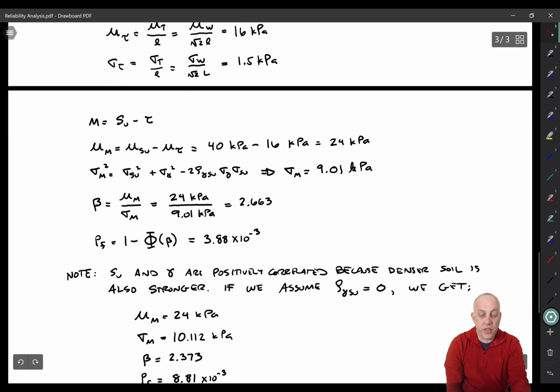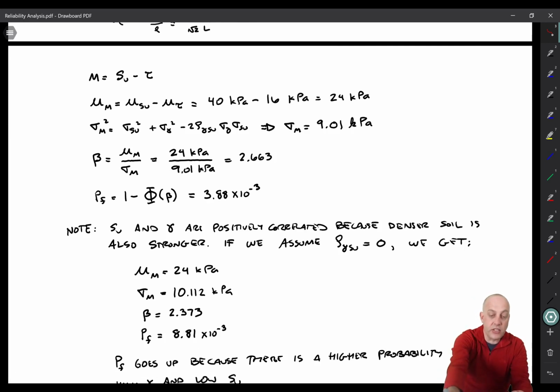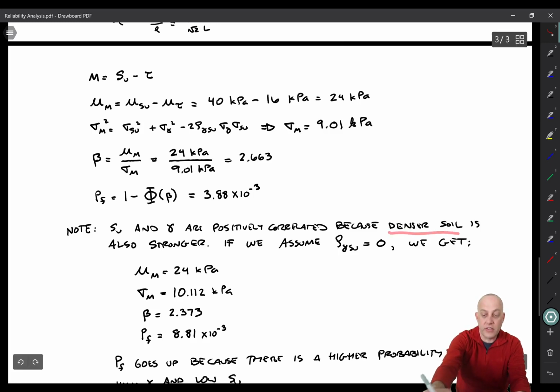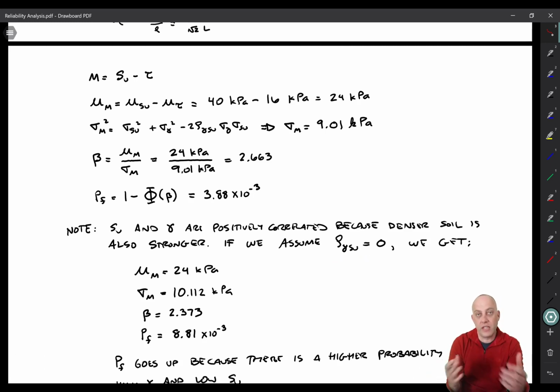Okay, so one thing is that we assume this correlation between unit weight and undrained strength. And they're correlated because, as I mentioned, denser soil is also stronger. So they should be correlated. But what if we ignored that? What if we just assumed that the correlation was 0, that unit weight and undrained strength were completely uncorrelated from each other? Well, what that means is that now there's more of a chance of getting a high unit weight combined with a low undrained strength. And so our probability of failure should go up, right? Because we're taking away that correlation.